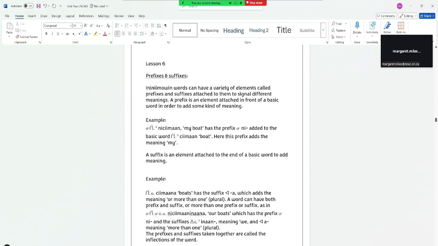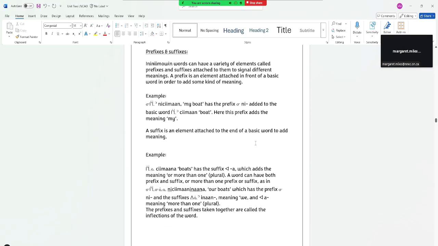Nijiman, my boat. So the prefix here is ni, and it is added in front of the basic word. The basic word is jiman, which is boat. Jiman, and here it is also written in syllabics. And here in syllabics, nijiman. So the ni is added. So that is the prefix that is added: my boat.